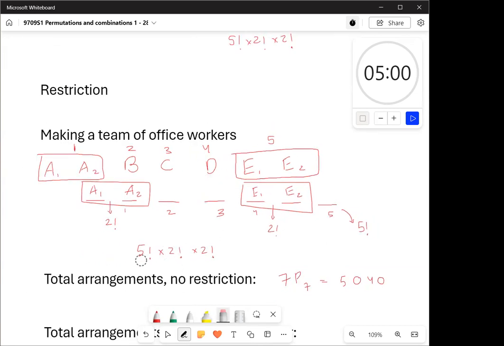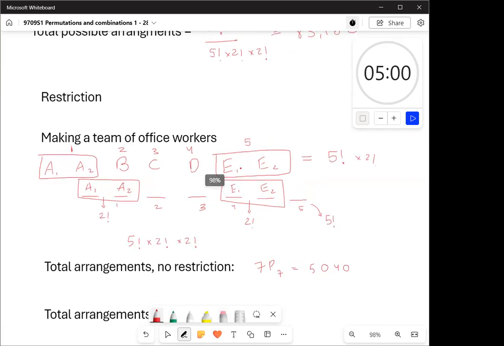So it's important to focus on this bit, which is a total of 5 people right now, 5 objects. So 5 factorial. But these 2 objects, now we're looking inside, can also be arranged into 2 factorial ways, and this can also be arranged into 2 factorial ways. That's why I get more.